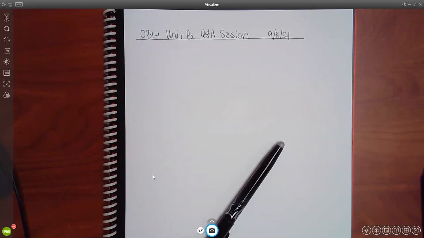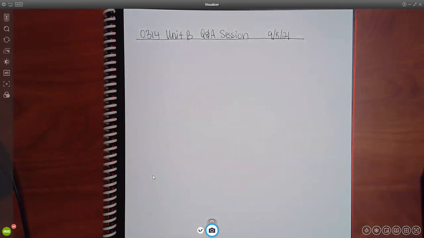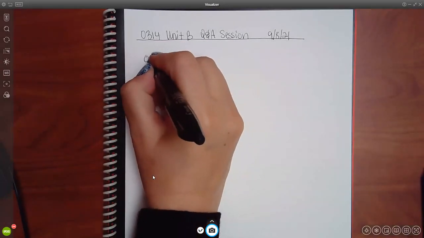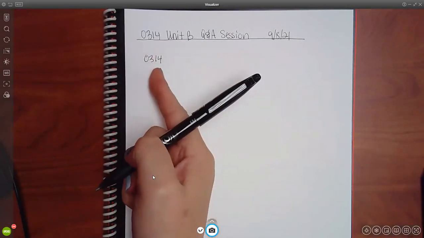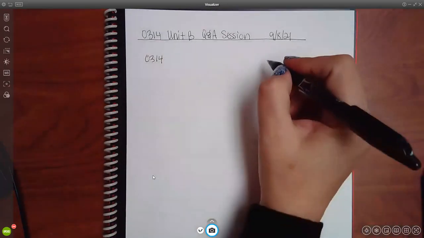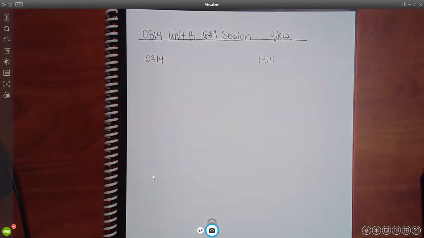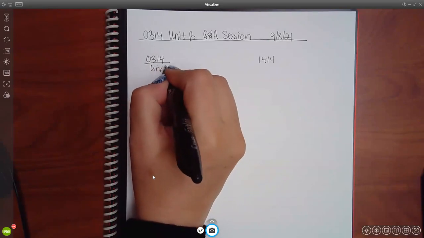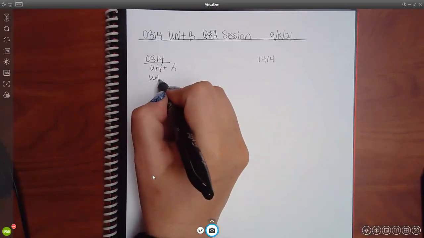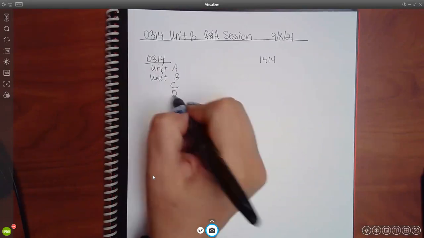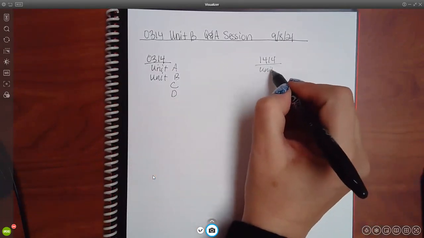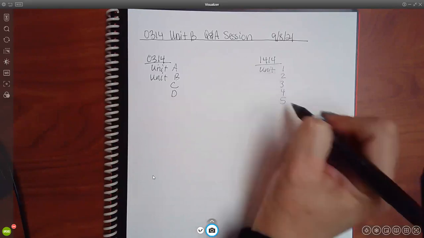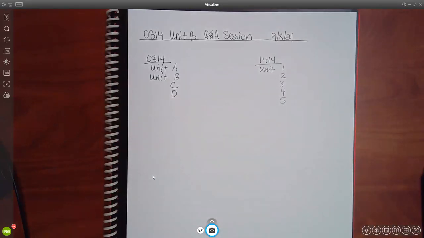Okay, so before I explain that, I need you to understand that we are doing two classes, right? And so you have the 0314, which is the developmental part of the two courses, and then you have the 1414, which is the actual college level portion of the two classes, right? And in this one, you had Unit A, which we already did, right? Unit B, and then C and D. And then over here, you have units 1, 2, 3, 4, and 5. And so that's what makes up those 9 unit tests that are mentioned inside the syllabus, okay?